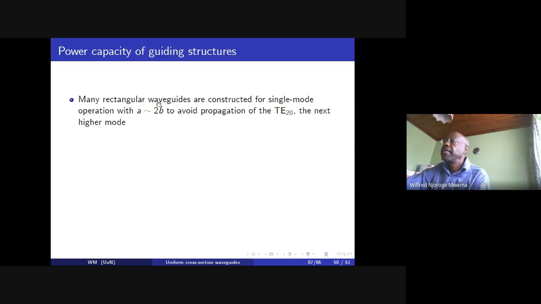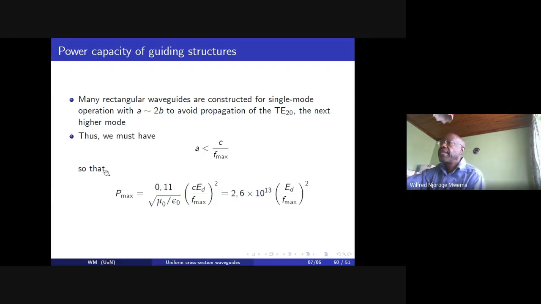And many rectangular waveguides will be constructed with a single mode operation in mind, where A is approximately twice B to avoid propagation of the TE20 mode, which is the next higher mode, where B is called the height of the guide and A will be called the width. That's why we have a rectangular guide, so to speak. And thus we must have that A equal to c by f max, so that Pmax is just going to be given by that equation there.